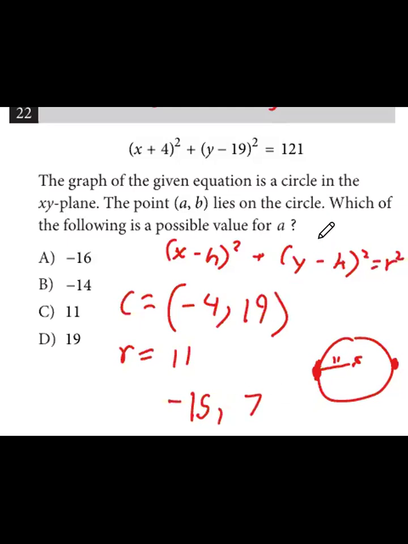So the point must lie somewhere between -15 and 7, and then from the answer choices, -16 is too far to the left, -14 is between these two values, so this is correct. 11 is too far to the right, and 19 is also too far to the right. So the correct answer is B.